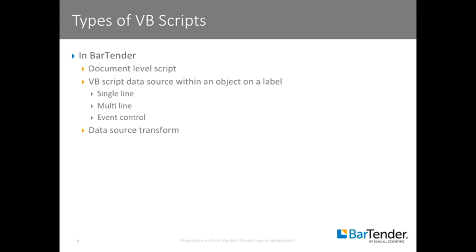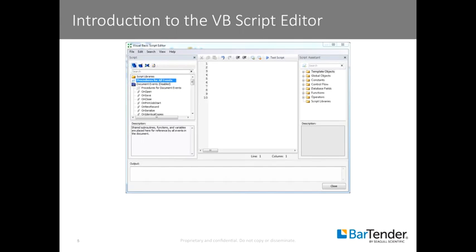Now if you want more control over that, that's when you would select the event control, and you can actually tell the software, okay, execute at print time or execute upon closing a label, and you have all those options available when you set it to event control. Now, all this is done within the VB script editor.